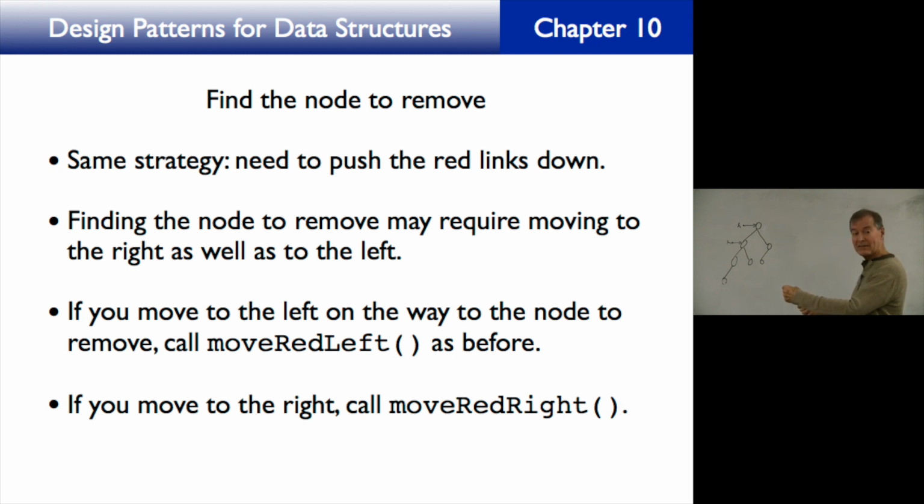Move red right is just the mirror of move red left. It does the same kind of processing: same three lines, same flip colors, and the condition is a little bit different, but the idea is the same. It's to make it so that you can fix it up on the way up. So if you move to the left on the way down to the node to remove, you call move red left as before. But if you move to the right, then we have this function called move red right.